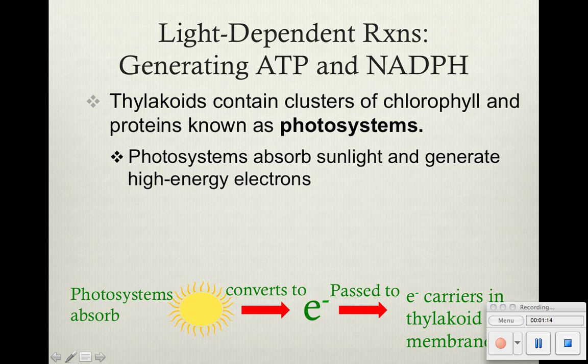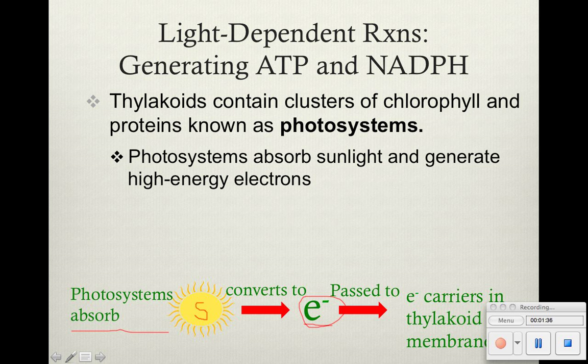So down here, let me get the pen. I've drawn a picture for you. So right here we have photosystems that are going to absorb the sun. Right here. S for sun. Okay? That sunlight, remember, gets converted into electrons, and we've discussed up to this point, up to that electron.